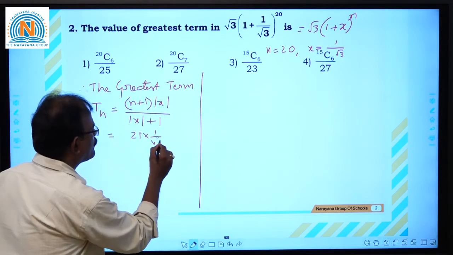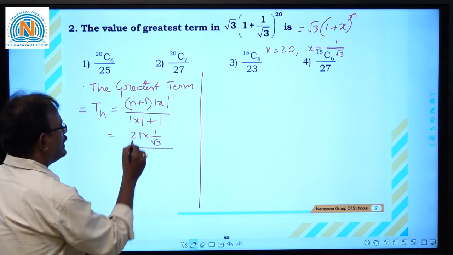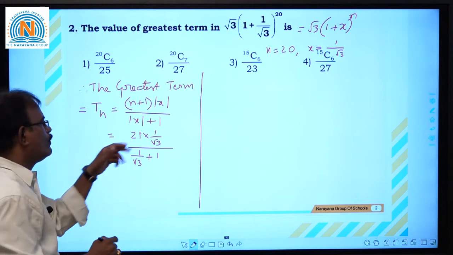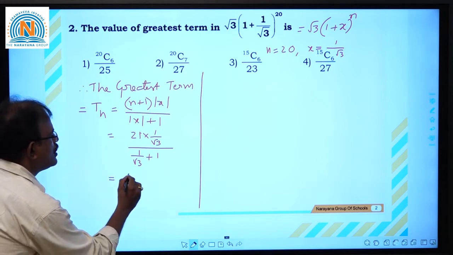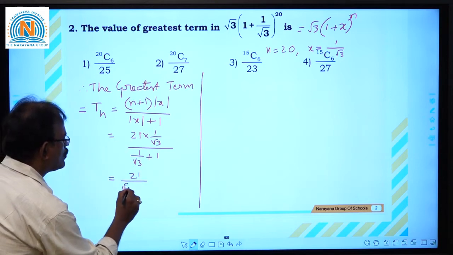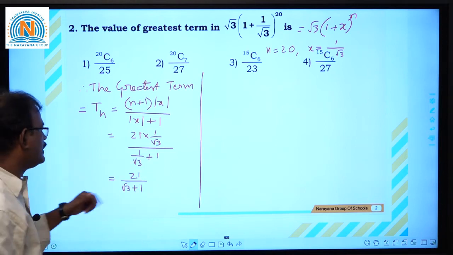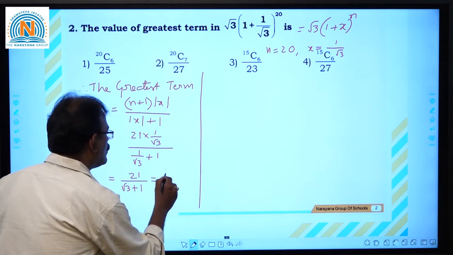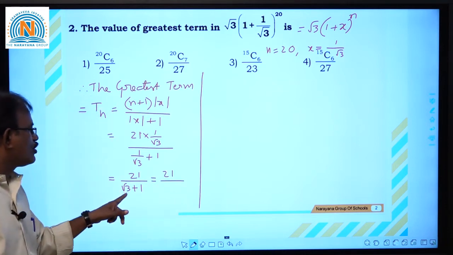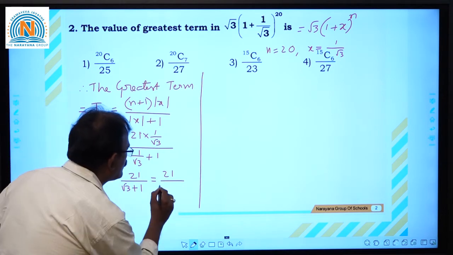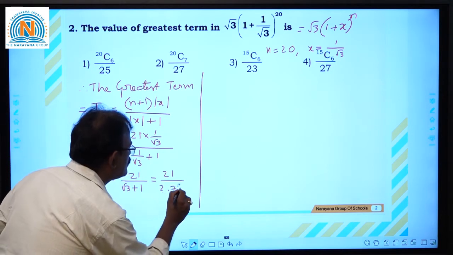Okay, so again this is divided by (1 by root 3 plus 1). When you do the LCM, this is 21 by (root 3 plus 1). As you know children, the denominators get cancelled. Then this is 21 by, you know, root 3 value is 1.732, so 1.732 plus 1, this is 2.732.